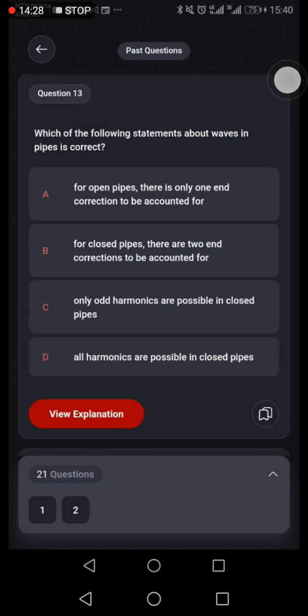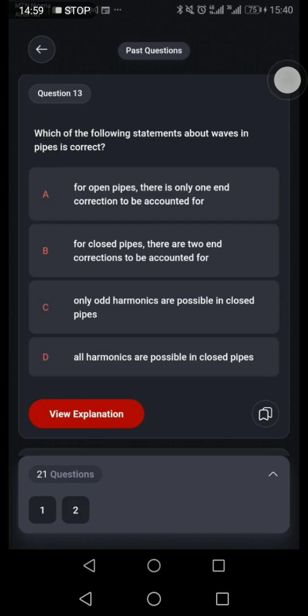Alright, question 13. Which of the following statements about waves in pipes is correct? For open pipes, there's only one end correction to be accounted for. No. If it's an open pipe, that means both ends are open, so you take end correction on both ends. If it was a closed pipe, you take end correction on only one end. So option A is wrong. Option B is also wrong for the same reason.